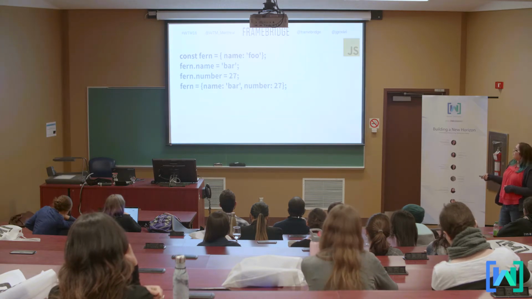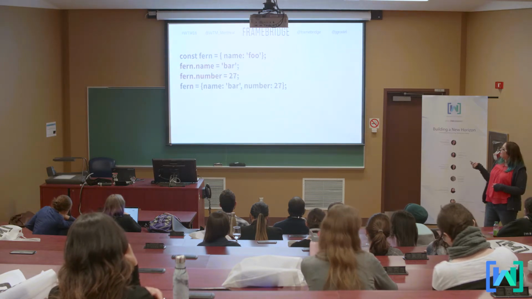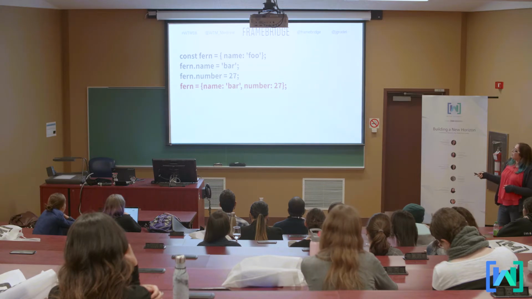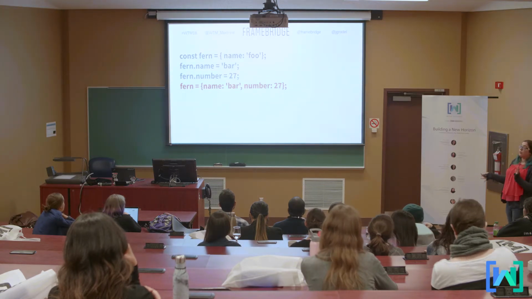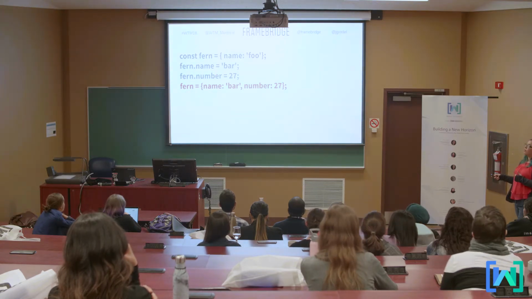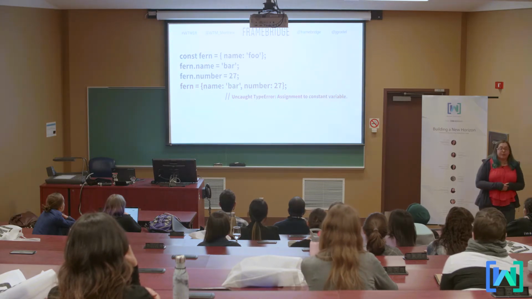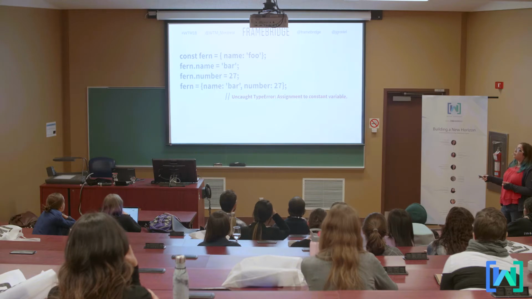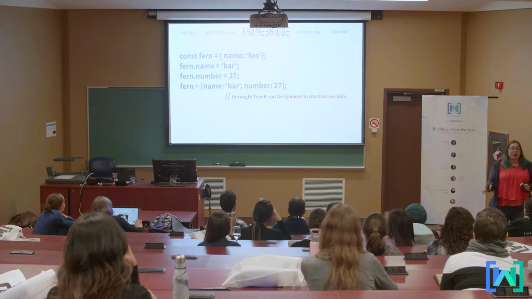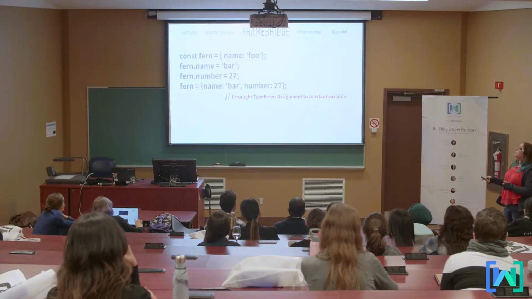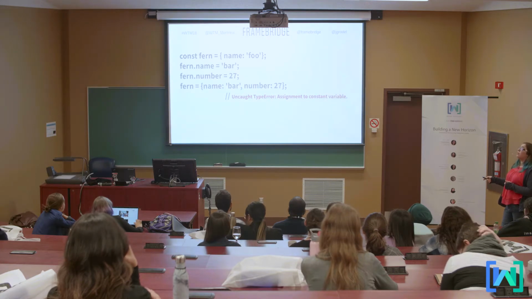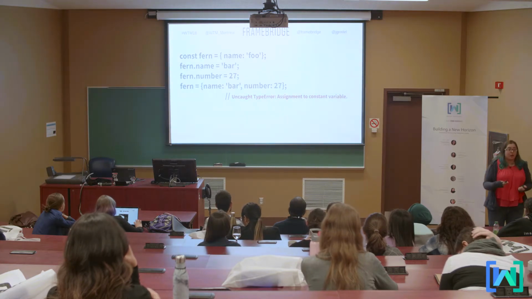Now, at the last part, I'm going to try and use the same values we already know are in fern, a name of bar and a number of 27, and put that in fern. And here, I'll get a JavaScript error because I'm setting up a whole new object. Even though it has the same properties with the same values, this is a whole new object, and I'm taking the reference to this and trying to put it into a constant, fern.